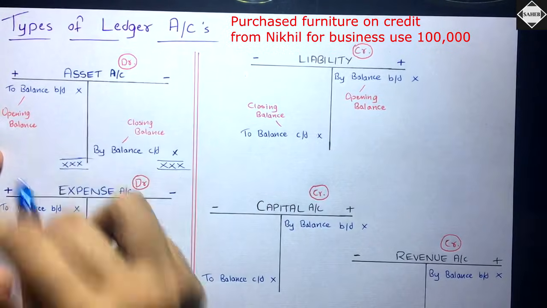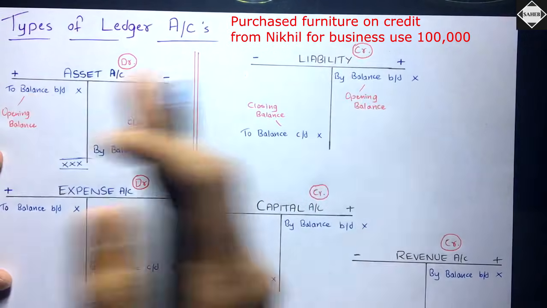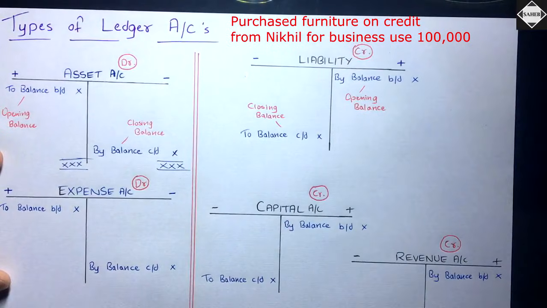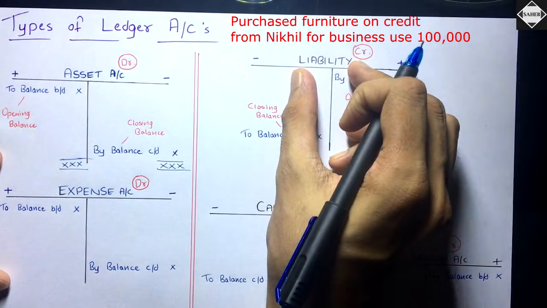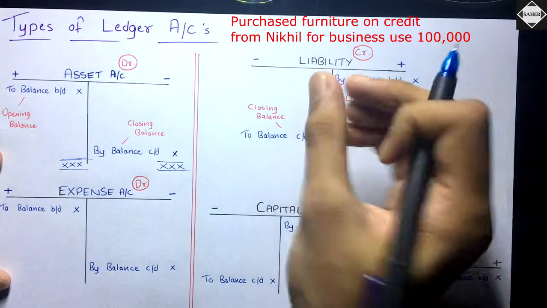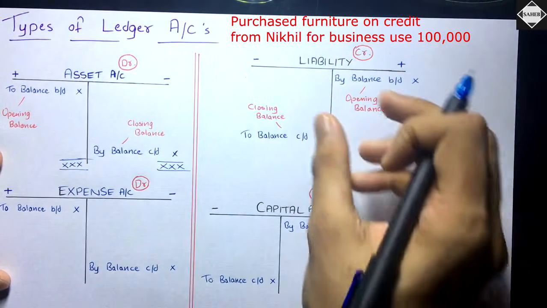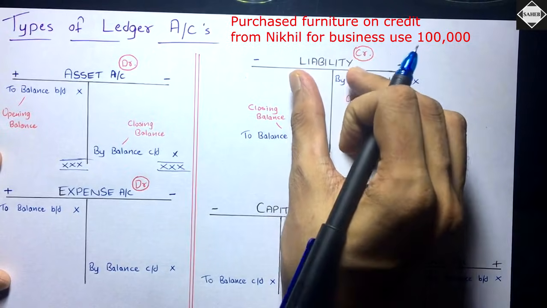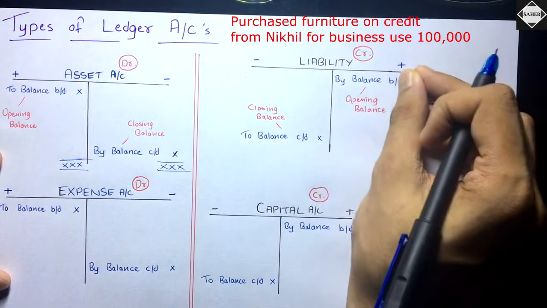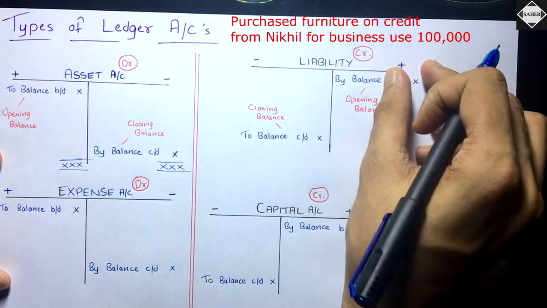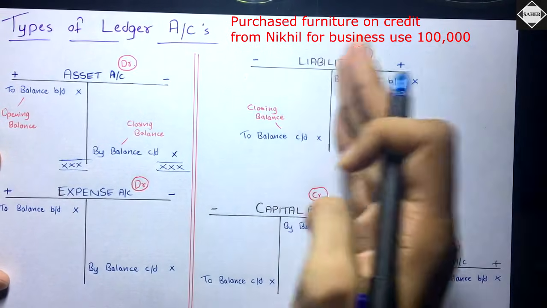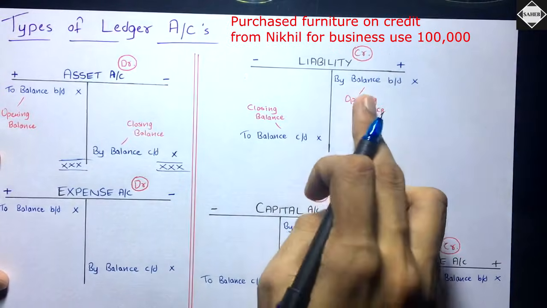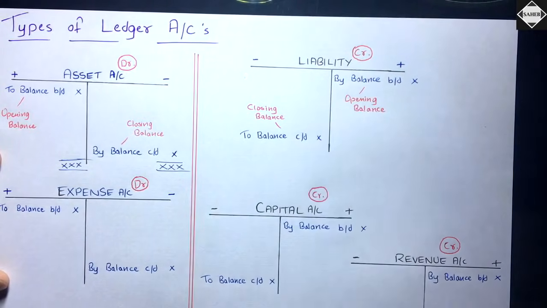See, it's very simple. Go to the Nikhil account. Nikhil is your liability. You haven't paid any money to him. You have to pay, right? So Nikhil is your liability, your creditor. How will the posting happen? Simple. Our liability to Nikhil is increasing. So go to the credit side and right over here write "By furniture", because liability is increasing, because we have got the furniture from him on credit. Yeah, that's what you have to do. Simple as that.